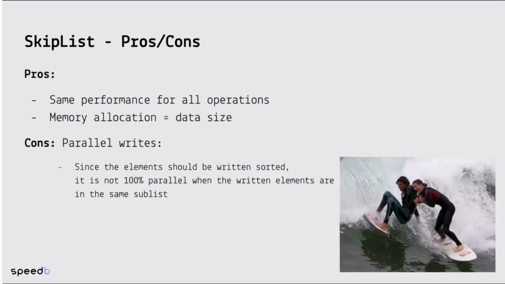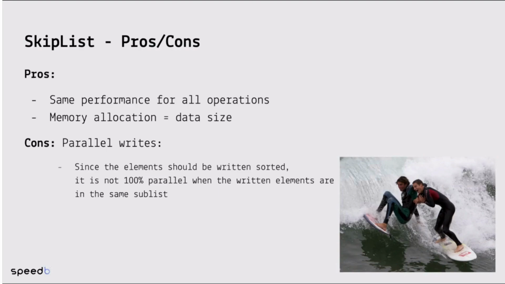In addition to that, this log n complexity can be counted as an advantage, and also the fact that it consumes memory based on the data size and not more than that. But there is a clear disadvantage here, that the writes cannot be 100% parallel. Since, think about it, if you want to write two different elements to the same sublist of the skip list, they will always have to wait for each other because it can't happen at the same time. So it's not 100% parallel.